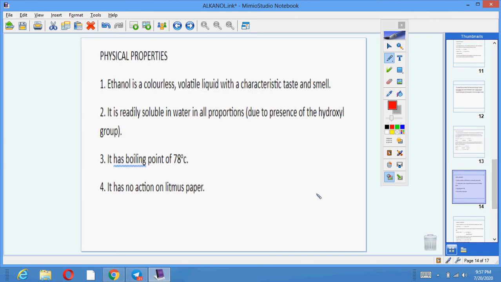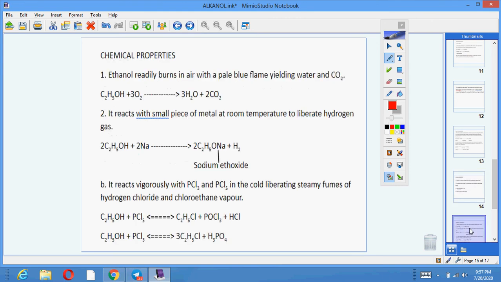Physical properties of ethanol: it is a colorless, volatile liquid with a characteristic taste and smell. Two, it is readily soluble in water in all proportions due to the presence of the hydroxyl group. It has a boiling point of 78 degrees C. It has no action on litmus paper.